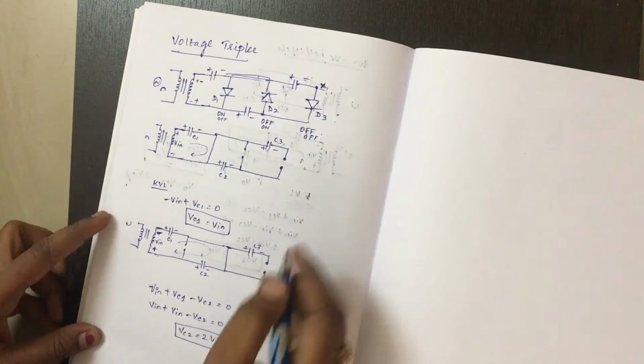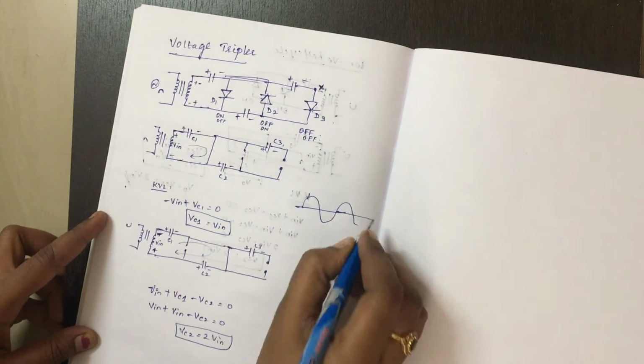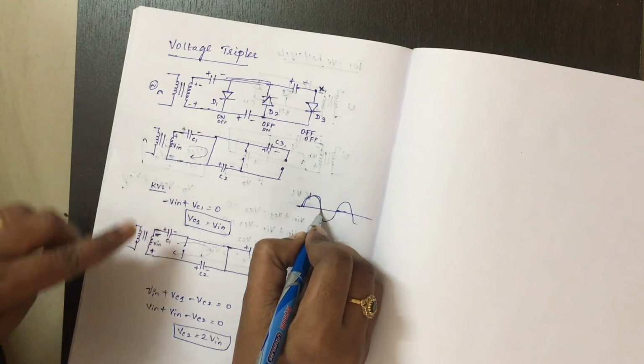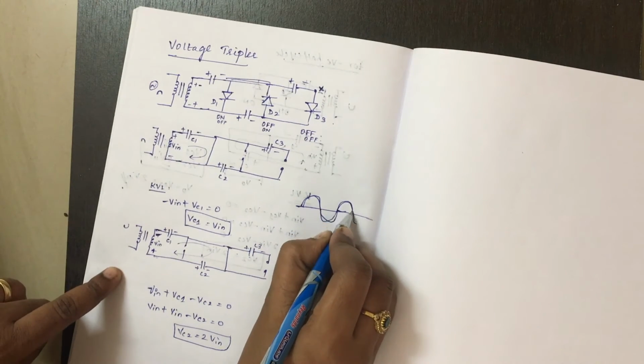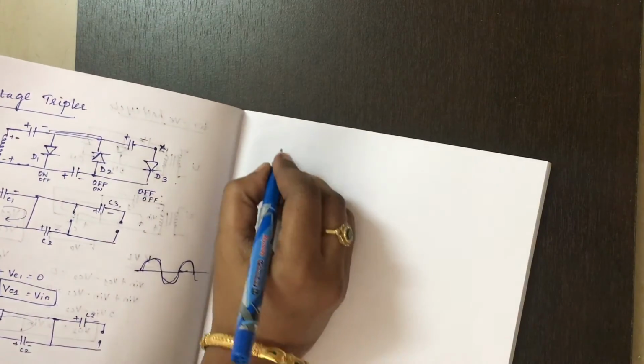So again, this is an AC signal. So first positive signal you have applied. Next you applied negative signal. Again you will be applying a positive signal. So let's apply a positive signal.